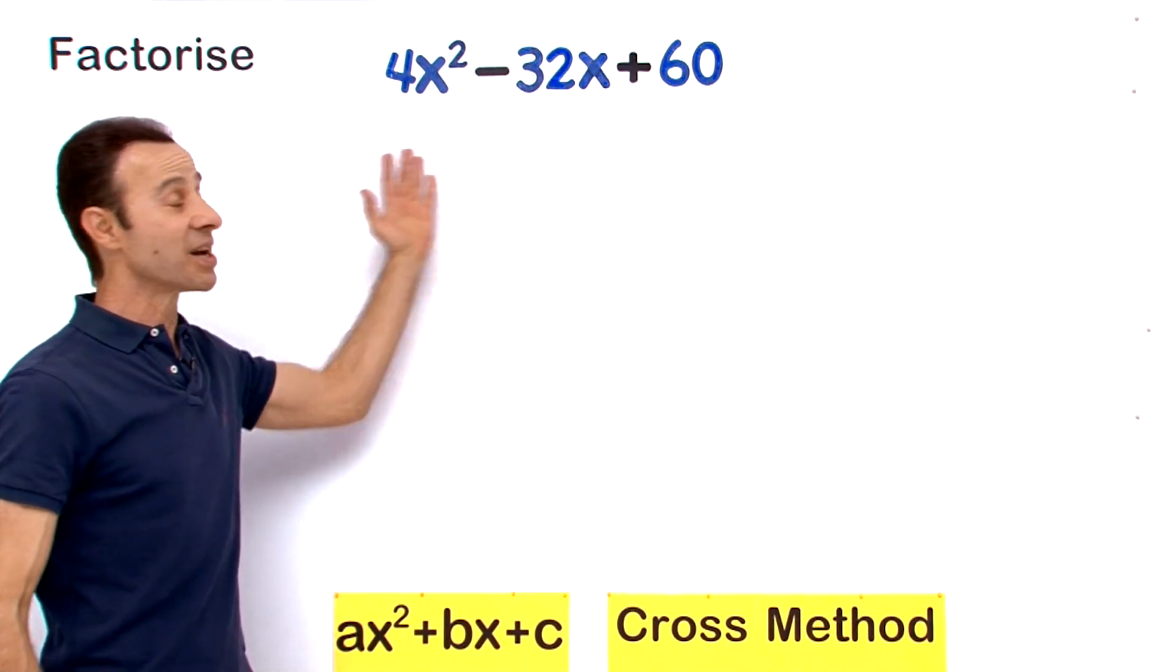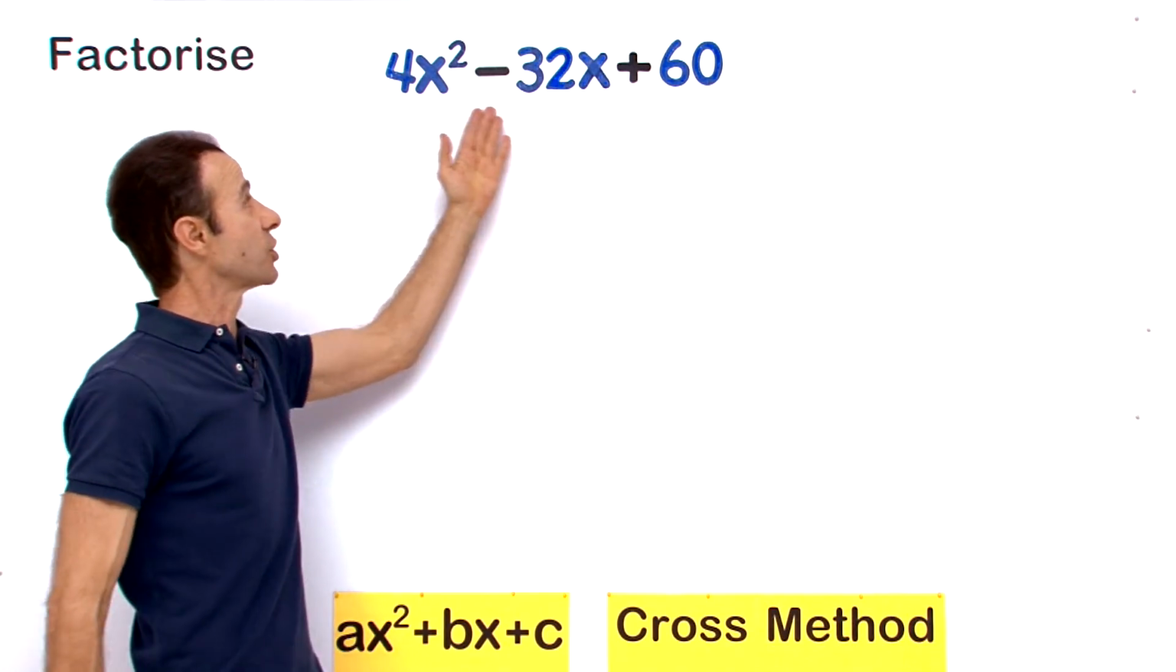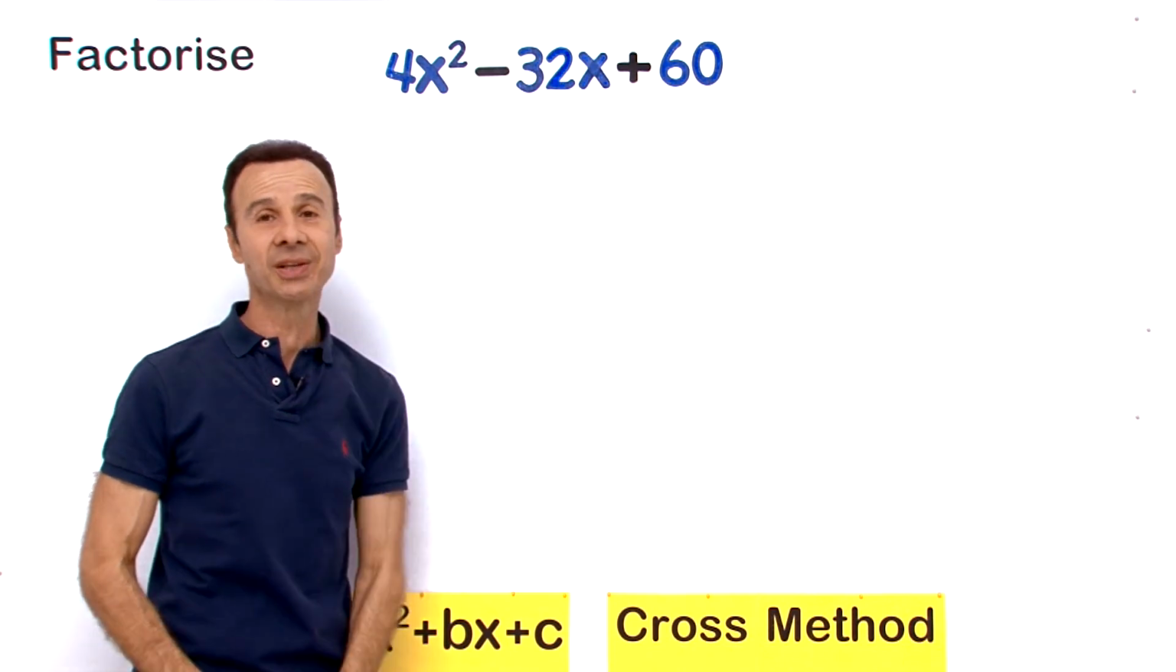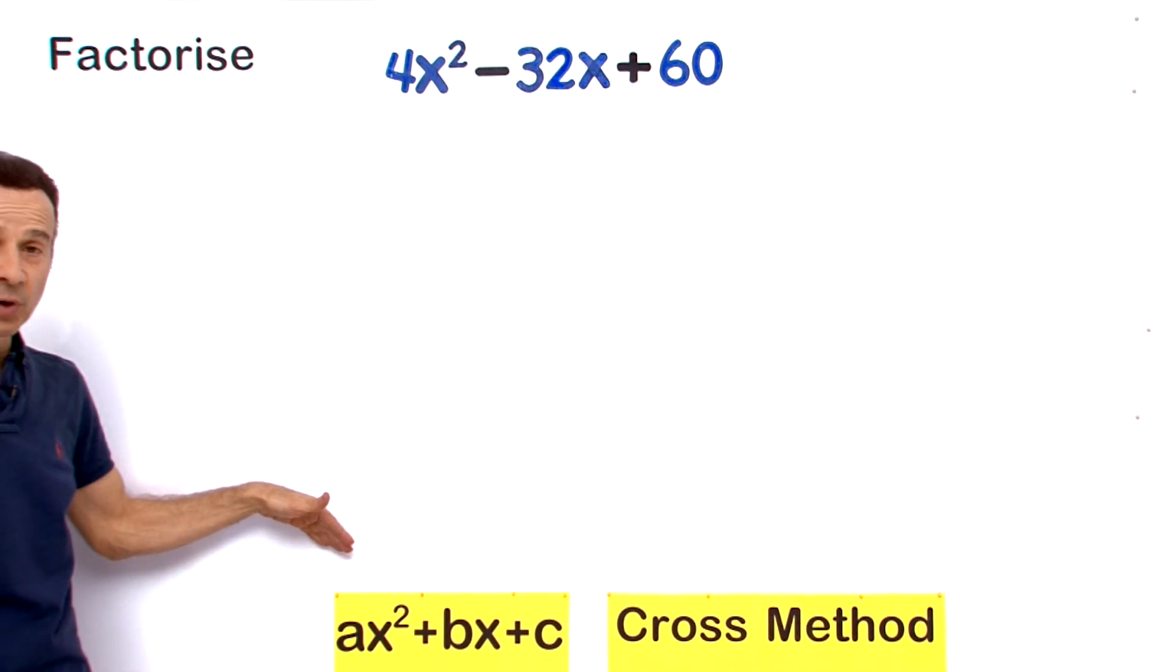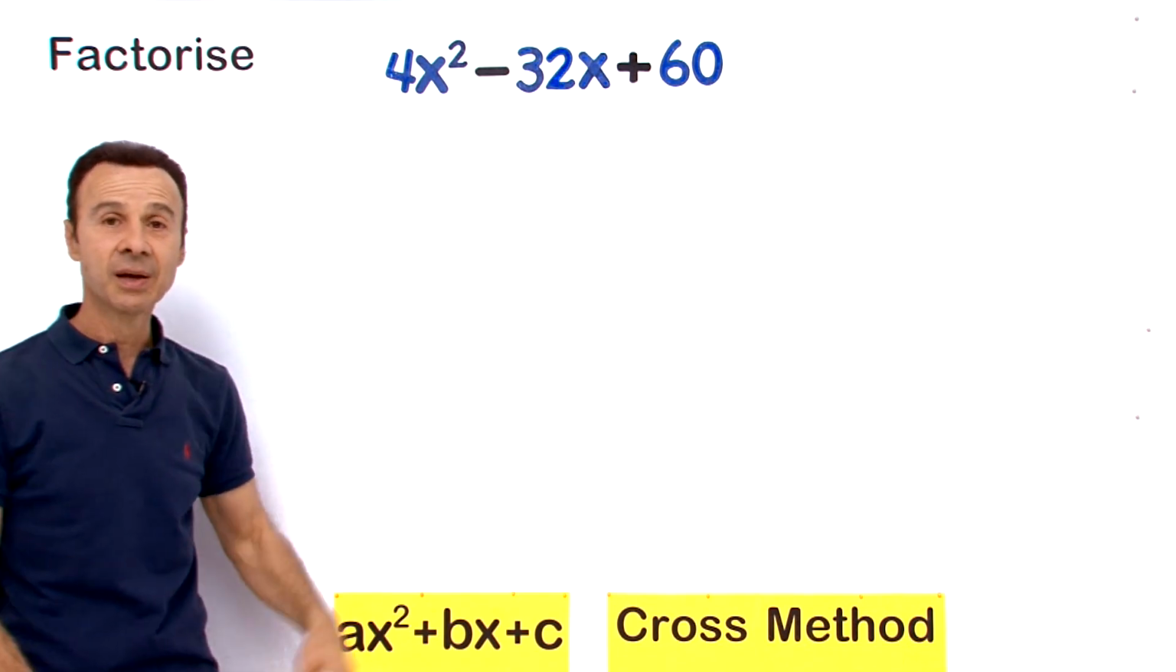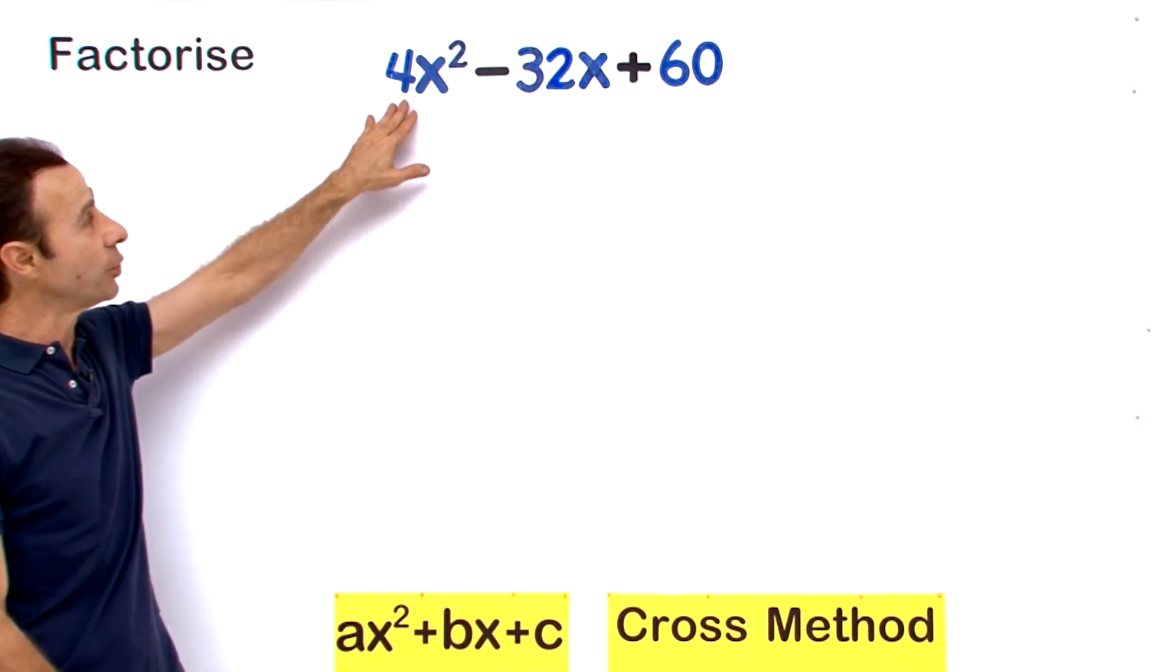All right, let's factorize this trinomial. We have 4x squared minus 32x plus 60. We're going to be using the cross method. Now, it's in this kind of form, ax squared plus bx plus c, and we have a coefficient of 4 in the front.